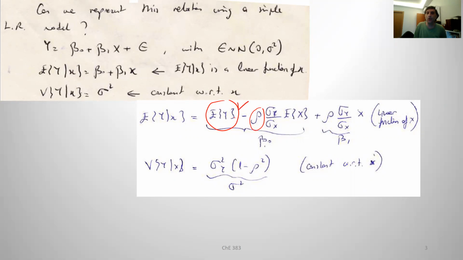Note that these are all constants: expected value of y, expected value of x, variance of y, variance of x, correlation. These are our population values, constants. So they're going to be simply equal to beta 0. And these three are also constants. It's going to be equal to beta 1. So now here is our nice linear regression model: expected value of y given x is equal to beta 0 plus beta 1 x.